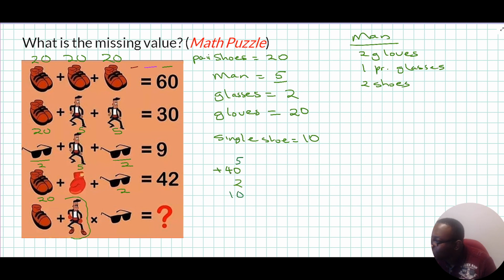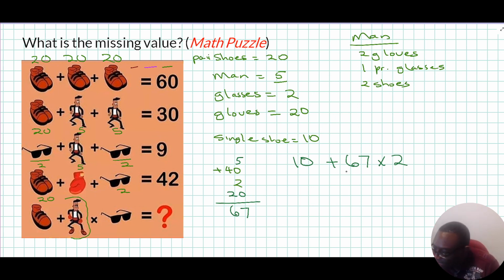He's got 2 pairs of shoes, or 2 shoes. He's got 2 gloves. So a pair of shoes is going to be 20 actually, not 10. So it's going to be 20 here. So let's add this up together. You'll get 67. So now our equation here is going to be 1 shoe is 10, plus we have 67 multiplied by 2.